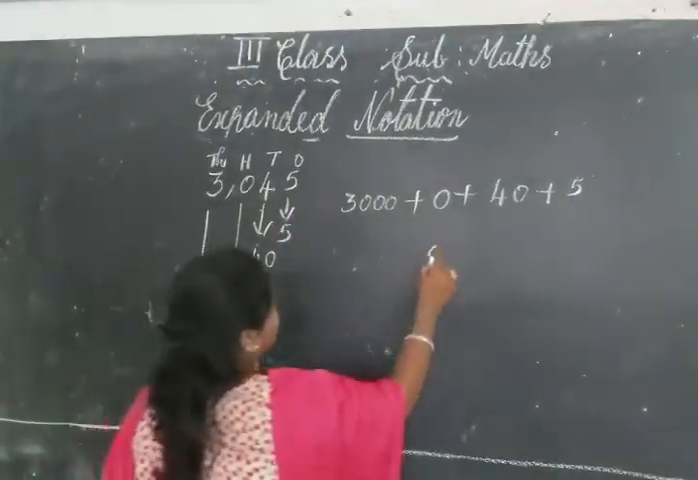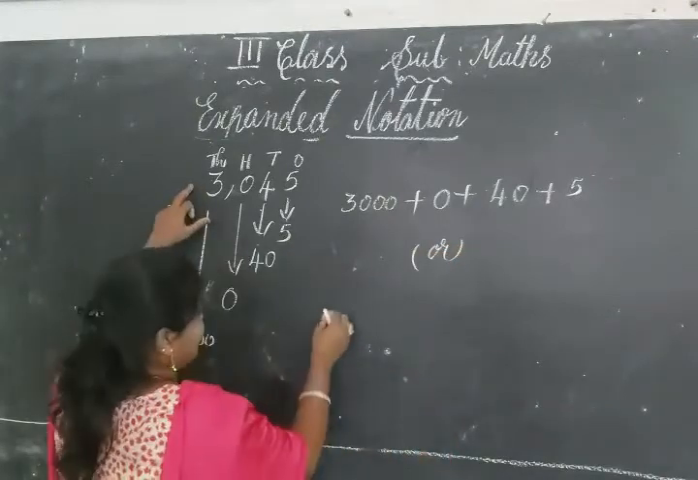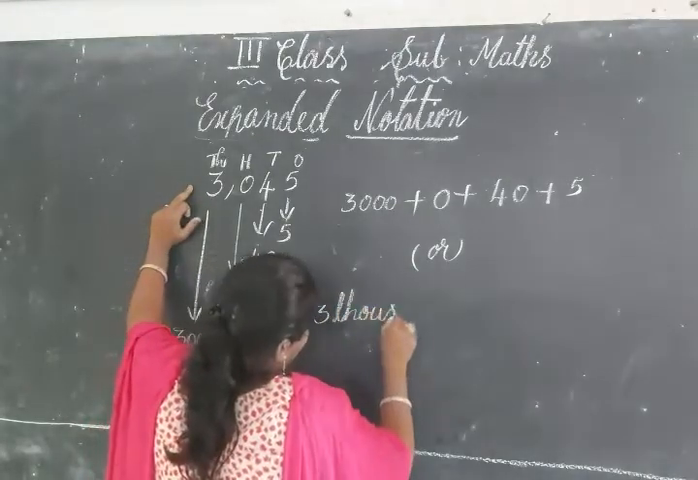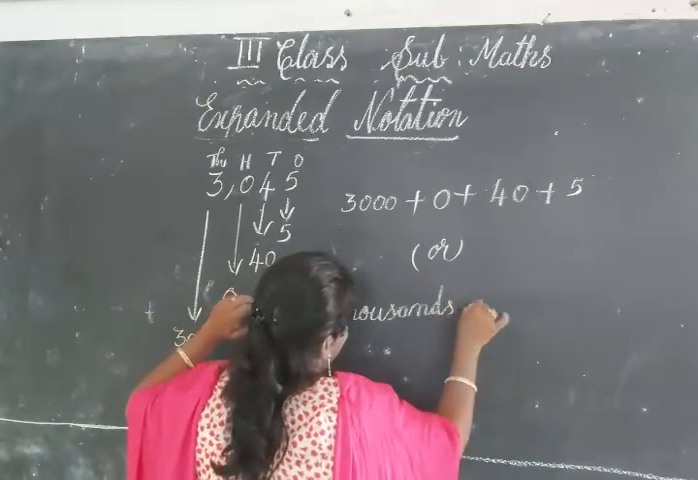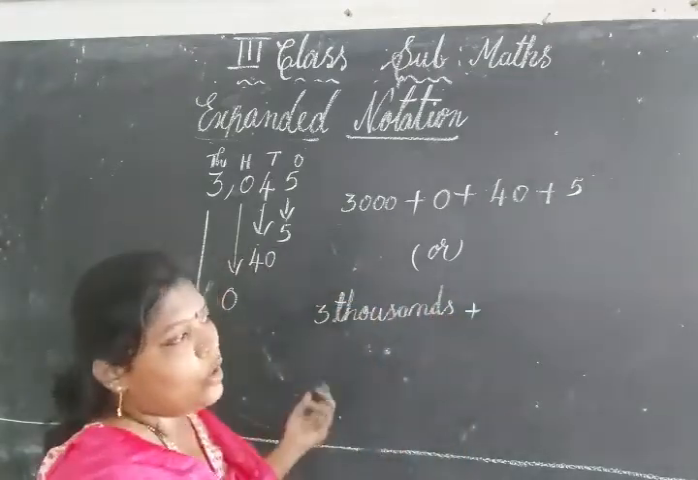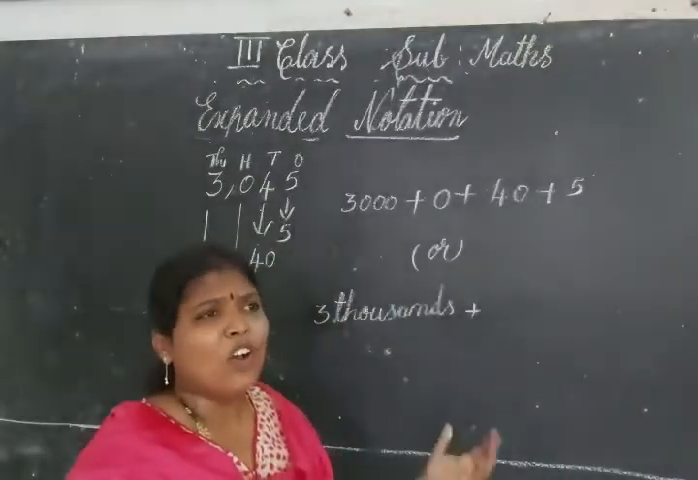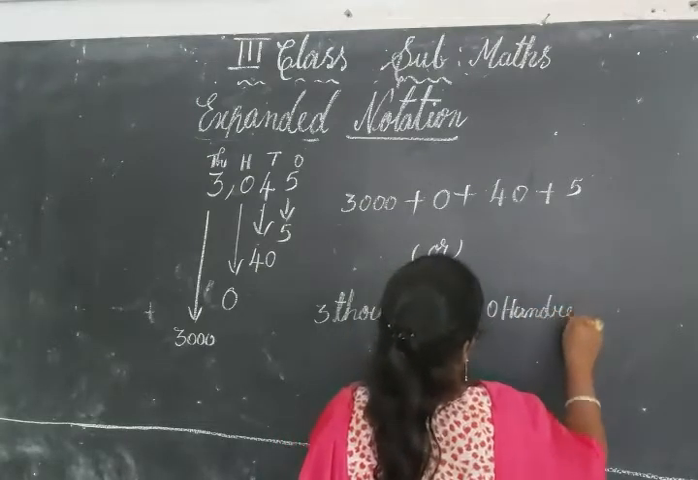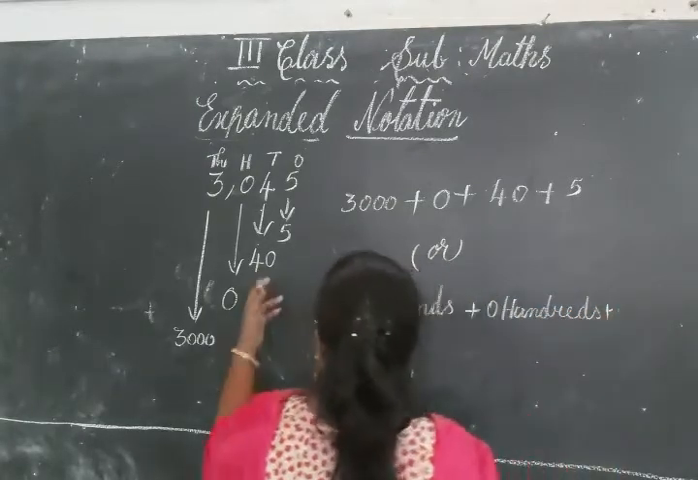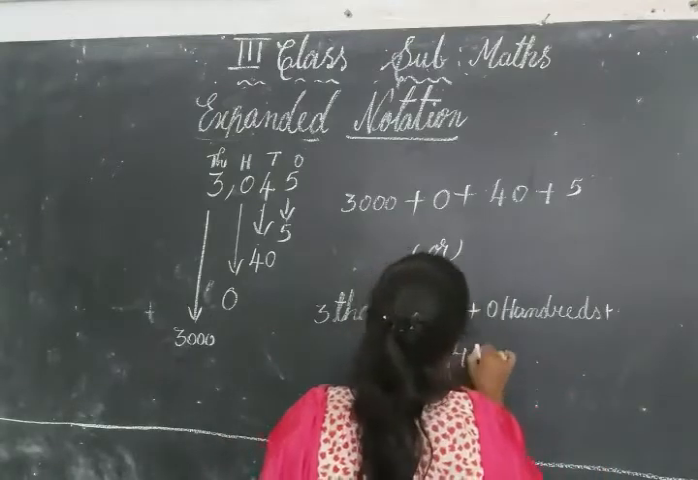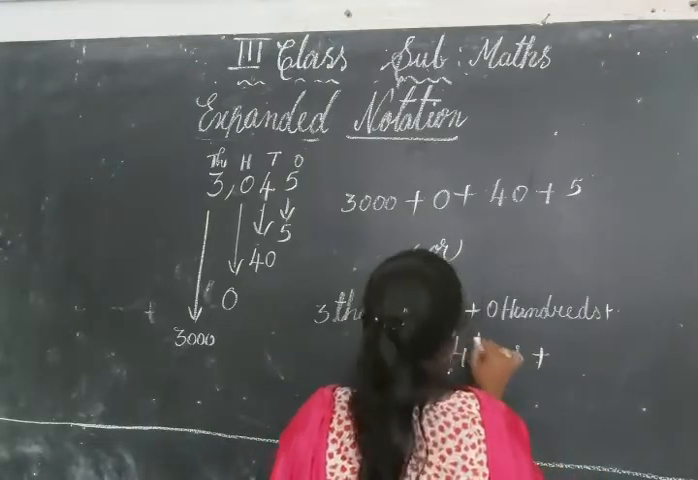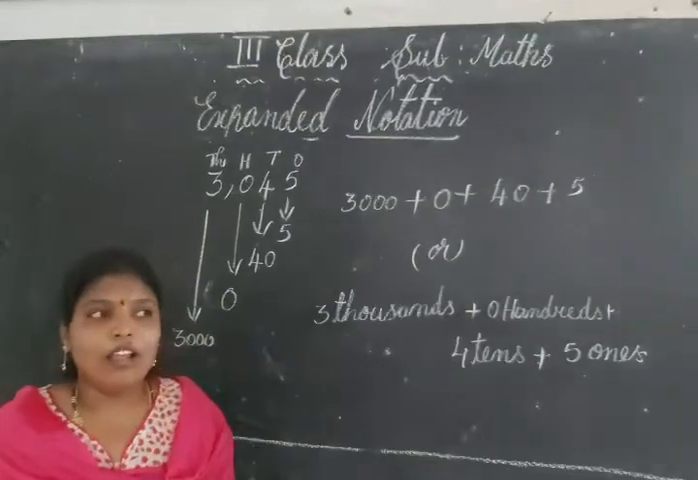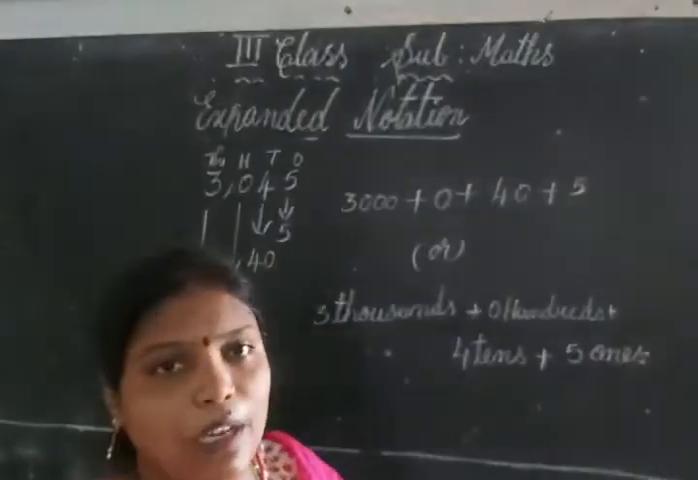And it also can be written as how many thousands, children? 3000 plus there are no hundreds. So you can just leave the hundreds place or you can write 0 hundreds. Instead of writing 0 hundreds, you can just leave it also, children. No issues. And 4 tens plus 5 ones. So children, do you understand how to write the expanded notation of a number?